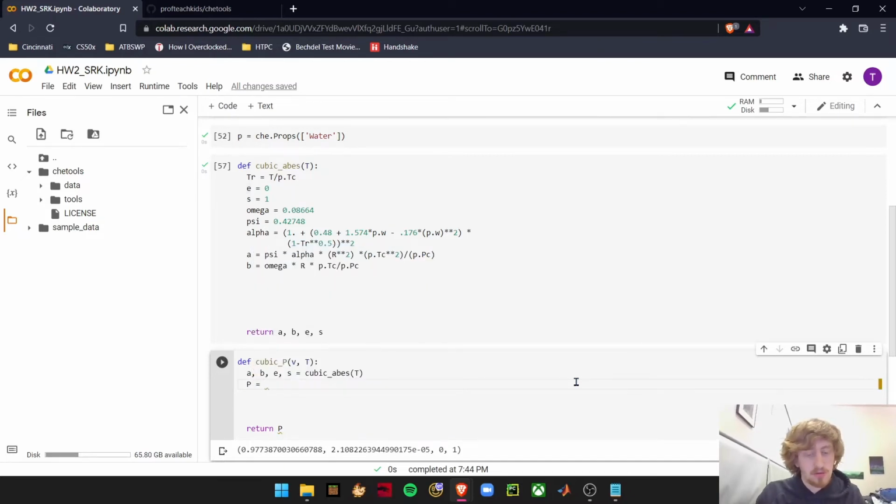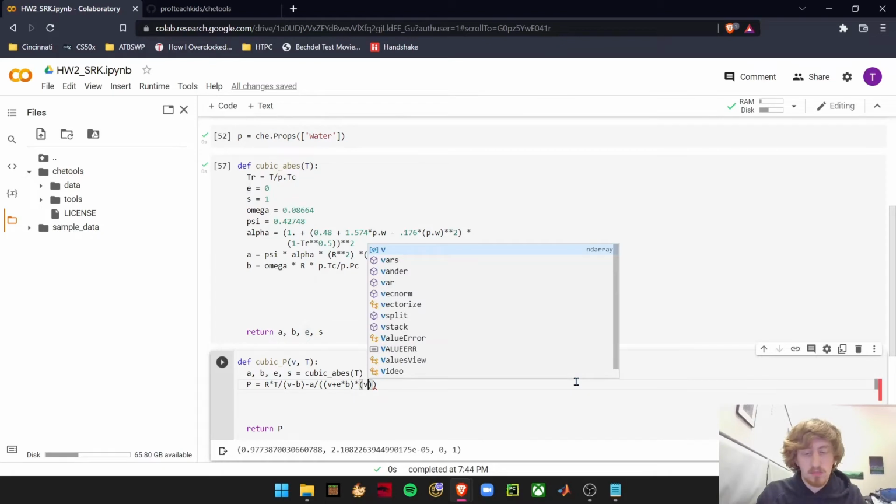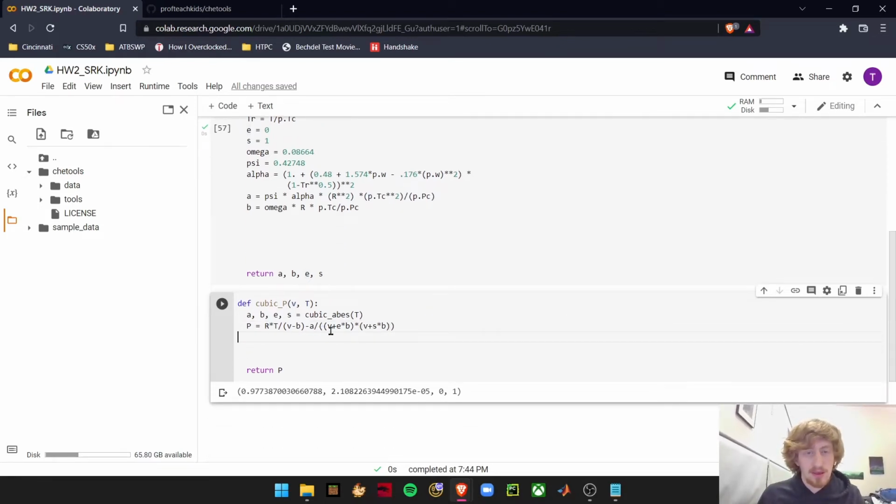Pressure is equal to R times temperature divided by the volume minus the excluded volume, and then all that minus the parameter for the attractive force divided by the result of multiplying our volume plus epsilon times B, with the term volume plus sigma times B. Everything looks good there.